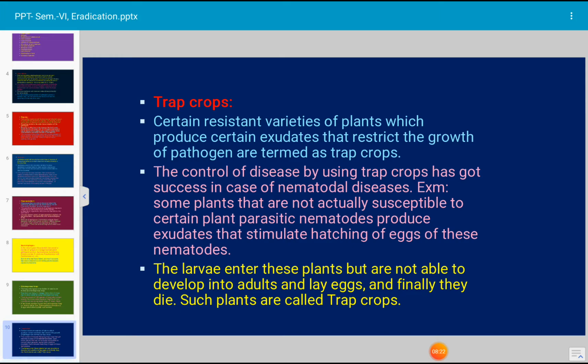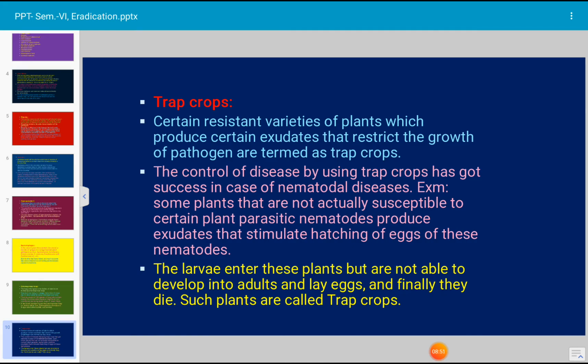Let us see trap crops. Use of trap crops for the management of disease is one of the methods of eradication. Certain resistant varieties of plants which produce certain exudates, that is certain phytochemicals that restrict the growth of pathogen, are termed as trap crops. The control of disease by using trap crops has had success in case of nematodal diseases.